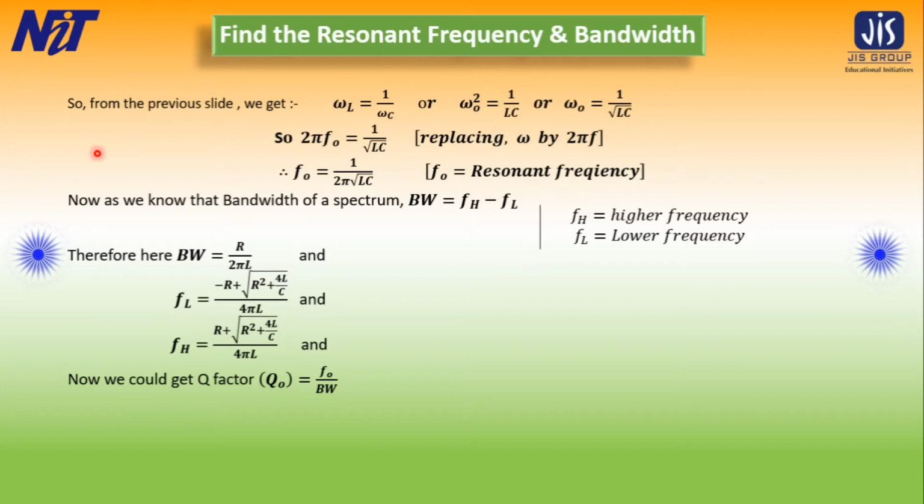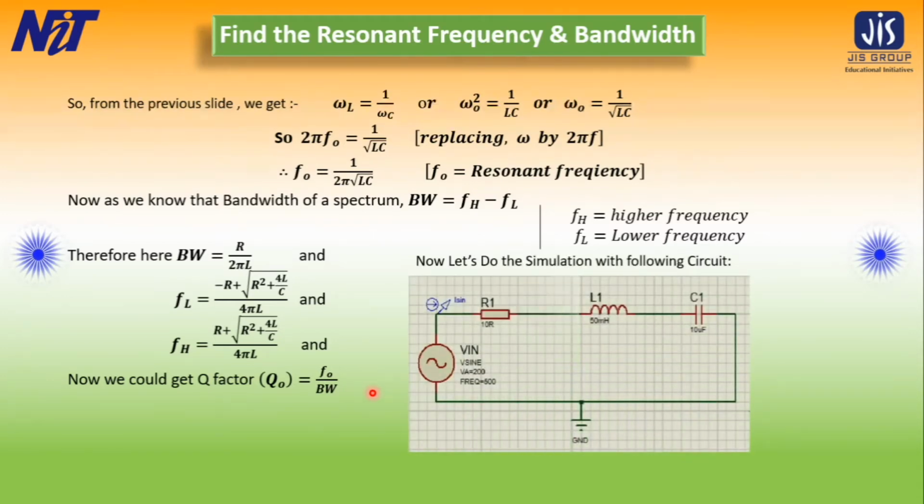Now, as we know, the bandwidth of a spectrum is the higher frequency limit of the spectrum minus the lower frequency limit of that particular spectrum. Therefore bandwidth equals R by 2 pi L, and following these two equations, we can find the limits of the minimum frequency and maximum frequency of that spectrum. Now we can get the Q factor also, Q naught equals f naught by bandwidth.